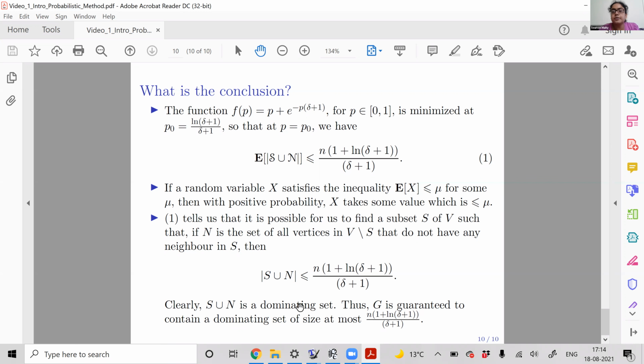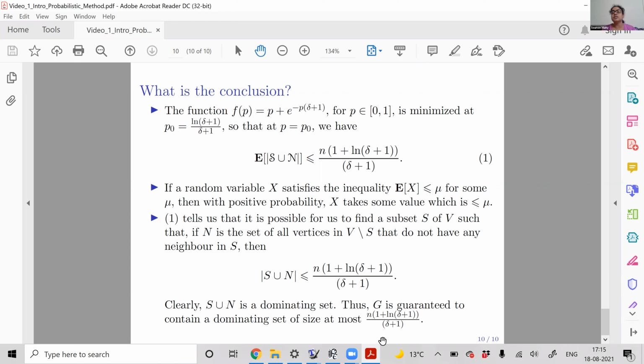Therefore, by this entire argument, we have found that we are guaranteed to be able to find a dominating set of G which has size at most this. It's possible that G is a graph where you can find a really large dominating set. For example, if you look at the complete graph, you can just eliminate one vertex and take the rest of the graph as your dominating set.